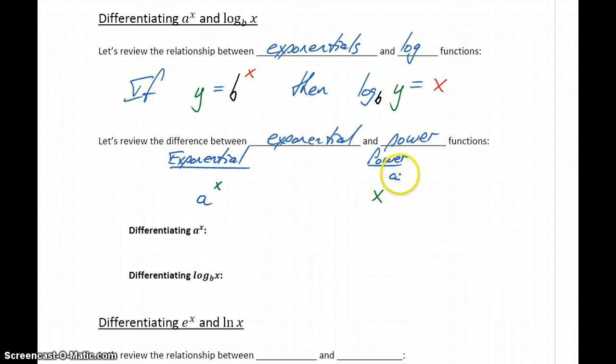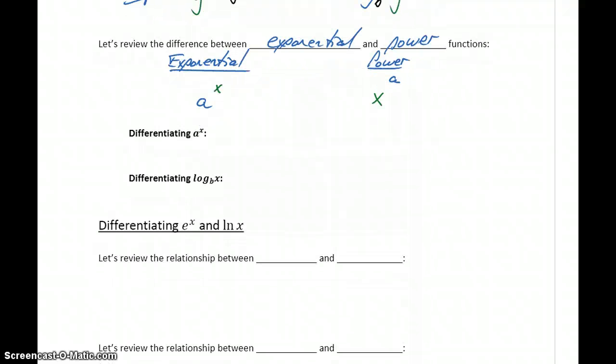For a power function, we start off with some variable and then raise that to a constant power. So this would be like x squared, x cubed. So a power function, the base of that function is the variable. For an exponential, the variable is in the exponent. So wherever that variable is in the base or in the exponent determines whether we have a power function or an exponential function.